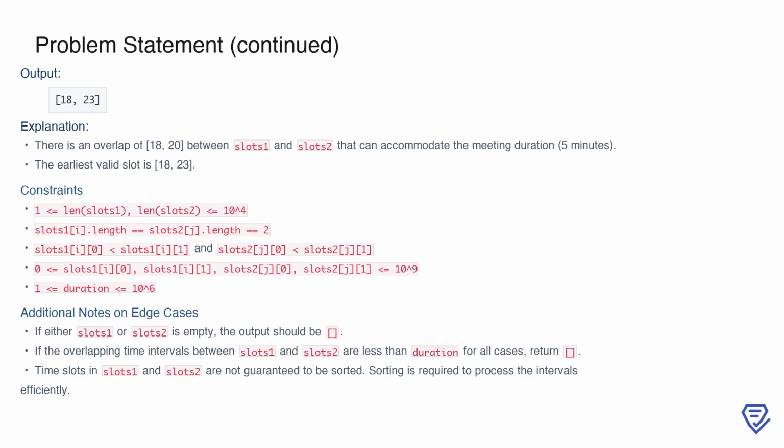Now, it's important to note that the constraints of the problem require us to handle large inputs efficiently, sort the time slots if needed, and account for edge cases such as empty schedules or insufficient overlaps. By carefully addressing these considerations, we can ensure the solution works for all valid inputs.